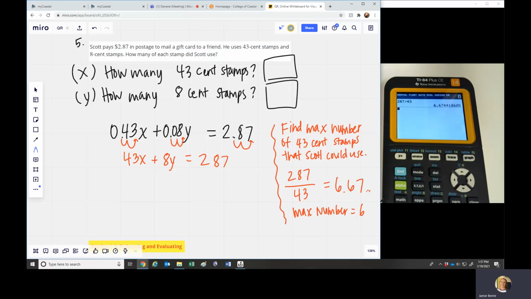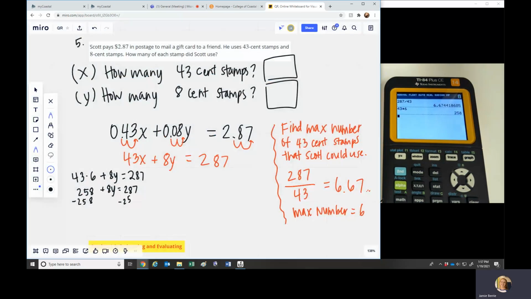All right, so let's see what happens if we plug in 6 for X. X is the number of 43-cent stamps. Let's try to plug in X equals 6. This is where our checking comes in. We've made a guess. Now we'll check. All right, 43 times 6 is 258, plus 8y is 287. This again is just a linear equation. Now we can just subtract 258 from both sides.